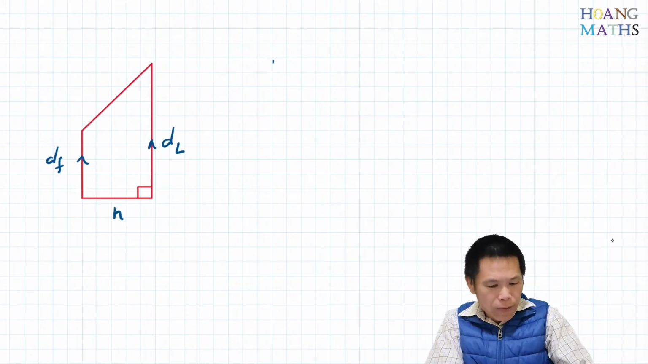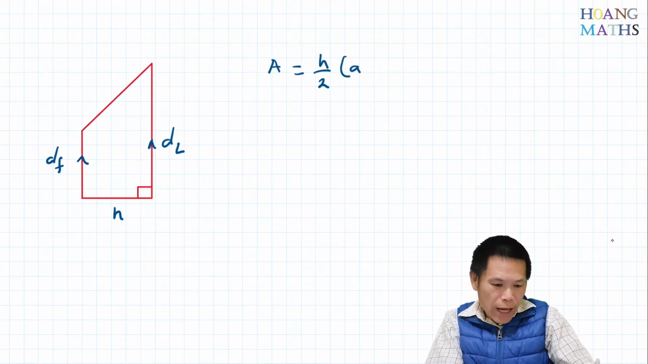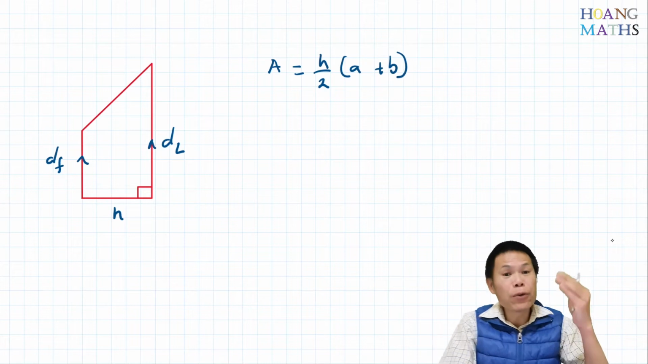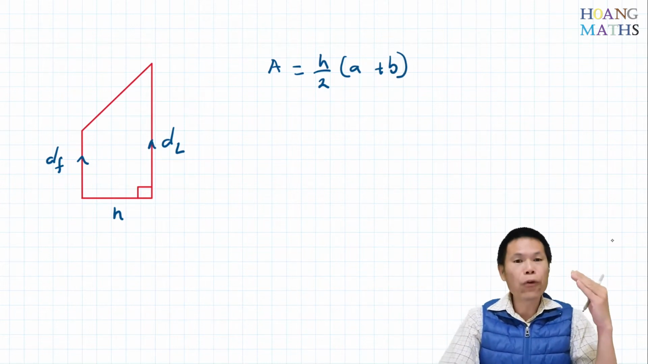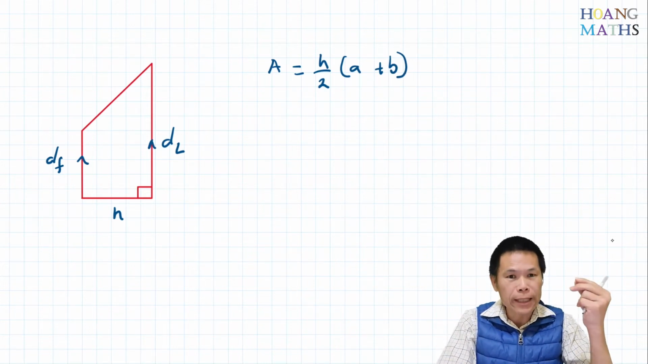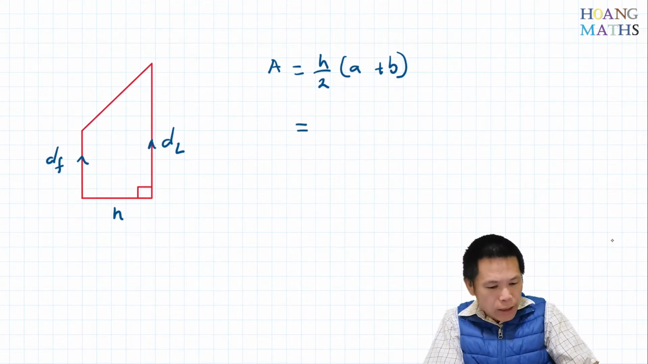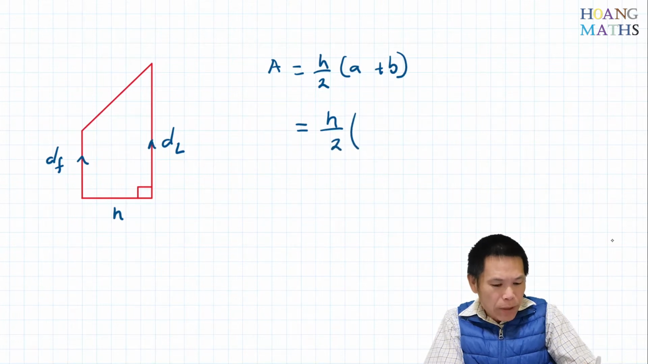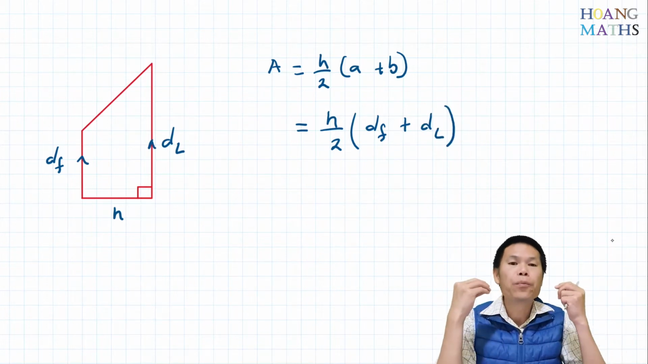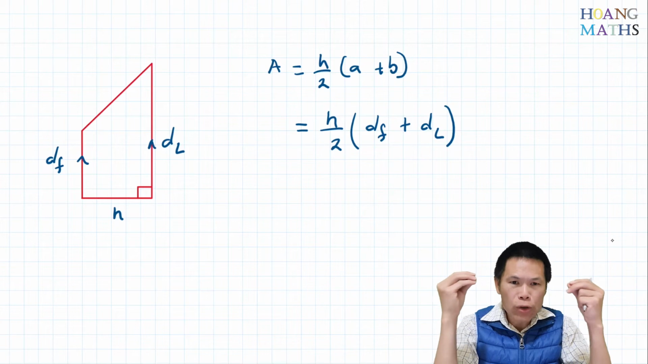And we know the area of a trapezium is h over 2, a plus b. That's the area of a trapezium, right? So trapezoidal rule is exactly the same. Instead of a and b, we just write: area is equal to h over 2, and now it becomes D first plus D last. That's all. This is trapezoidal rule. Okay, let's go through a few examples.